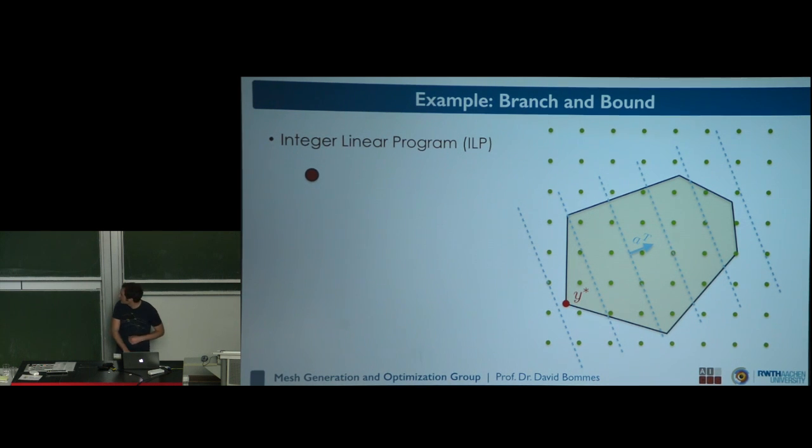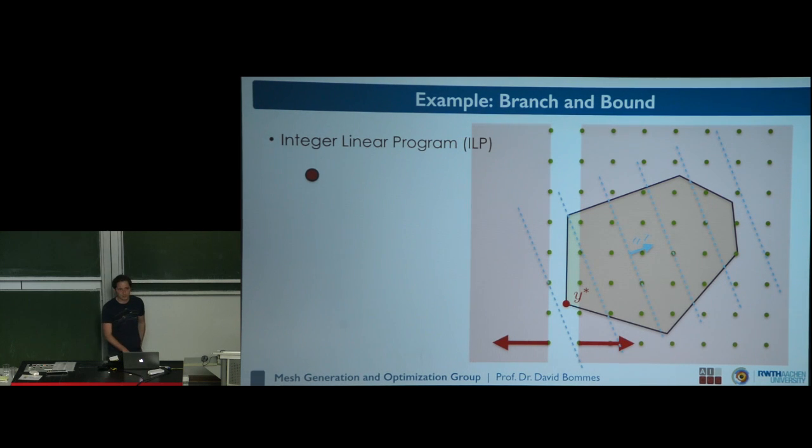Okay, so let's look at one example of this algorithm, because so far I presented the algorithm just in its generality, and let's see how it works on our integer linear program. So we start with a relaxed problem, which means that we just find the minimum of our continuous problem, which is there in the corner. It's not an integer yet. This means we have to split on this variable.